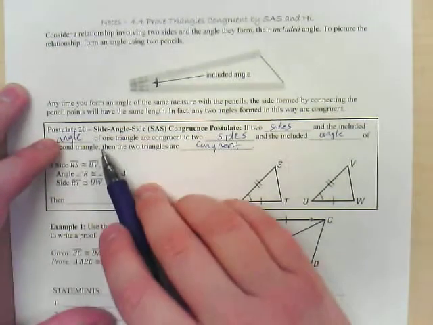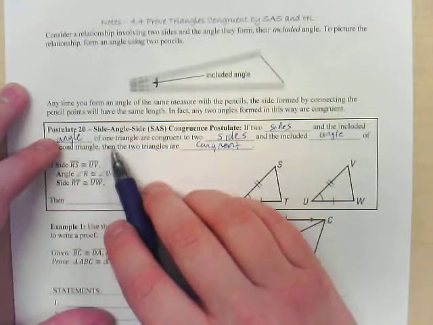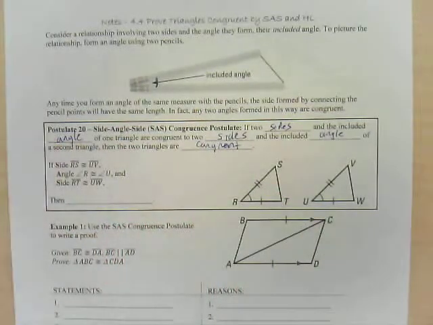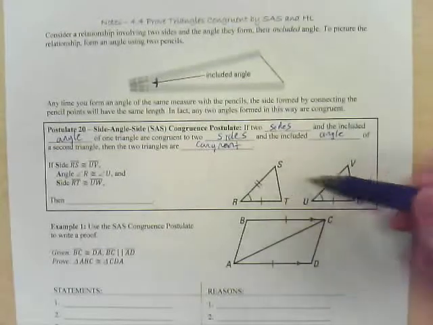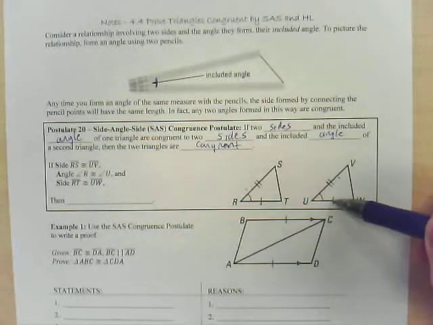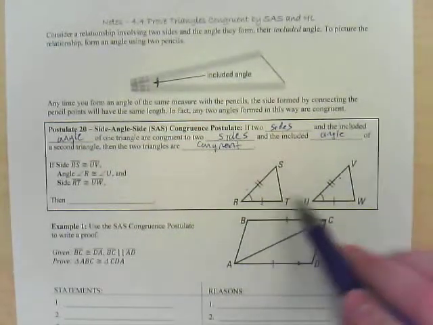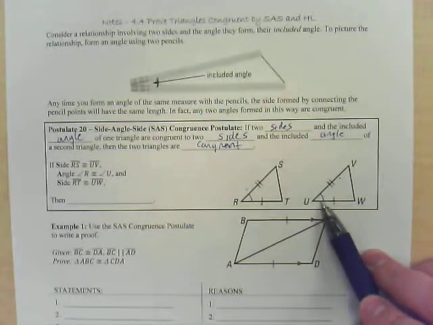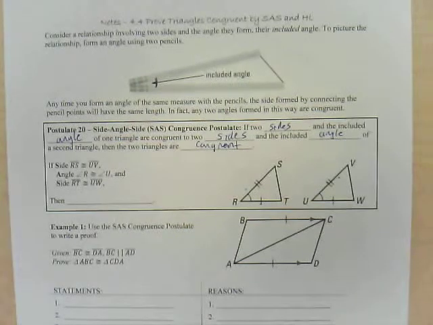All right, so we're going to use that for the side angle side congruence postulate. So what this says is that if you have two sets of sides congruent, so here's one set, here's another set of congruent sides, and you also have the included angle between those two sides as being congruent, that is enough to show that the entire triangle is congruent to the other one.